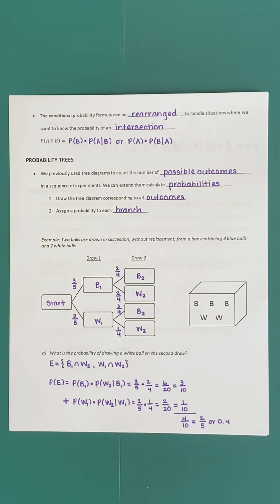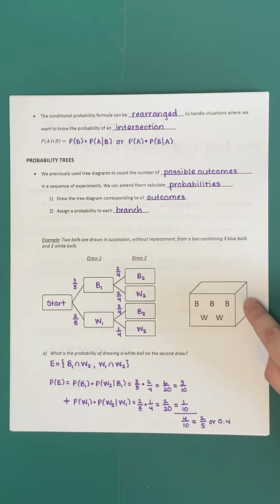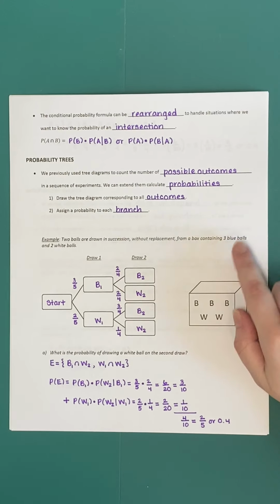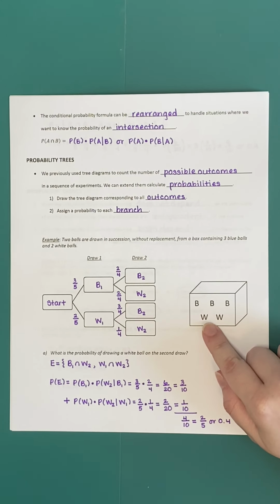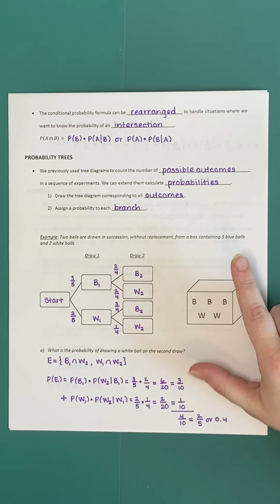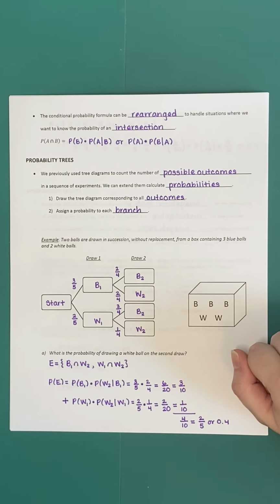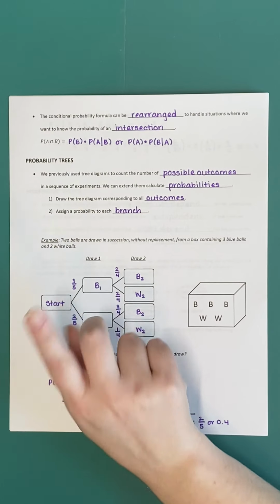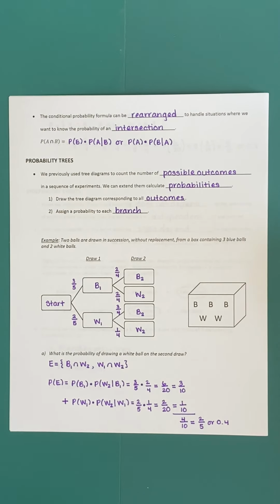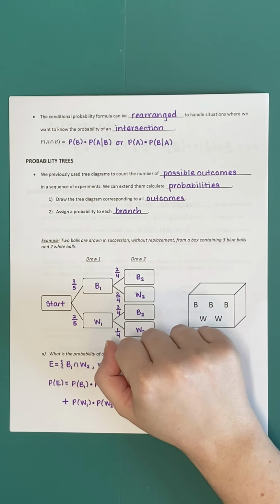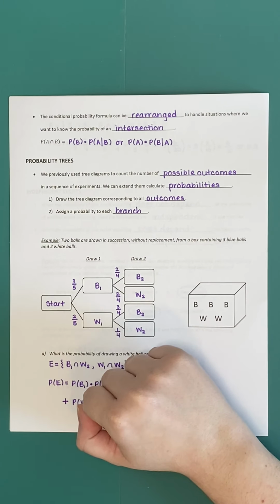Okay, so let's talk about the tree diagram. How do we form a tree diagram for this? Well, here's the box. We have a box that has 3 blue balls and 2 white balls in it. So what is our experiment? What are we actually doing? Well, we're drawing 2 balls, so it's a 2-step process. We draw 1 ball, we take it out of the box, it doesn't go back into the box. That's what without replacement means. And then we draw a second ball.